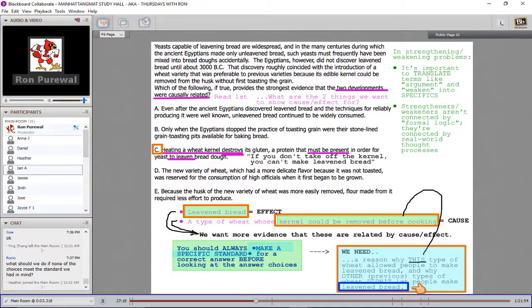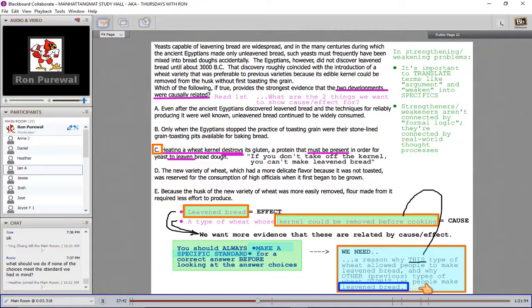But the bigger problem that people have is that they don't make a standard, and then they just read the choices and let the choices take them for a ride. That's the real problem. Because choice B is immediately irrelevant. When you see choice B, you should think, okay, this has nothing to do with leavened bread. So it's gone.